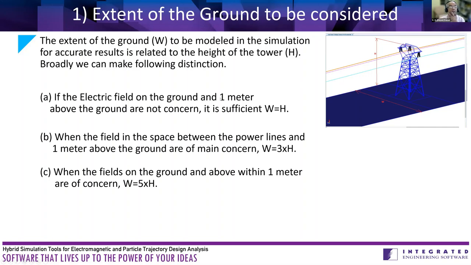I will once again repeat here. If the electric field on the ground and 1 meter above the ground is not of concern, then the width is H. When the field in the space between the power lines and 1 meter above the ground is of concern, starting from 1 meter all the way to the power line, including very close to the power line, then you have to put three times the height. Suppose you are interested in fields only within 1 meter of the ground, then you have to include five times the height; the width of the ground must be five times the height of the tower. Okay, next.